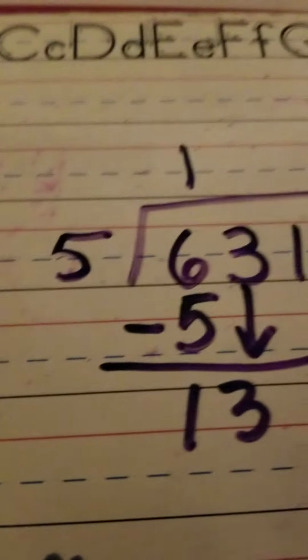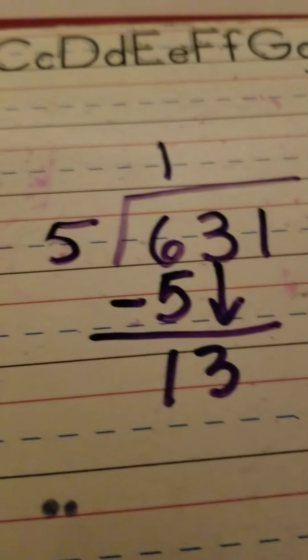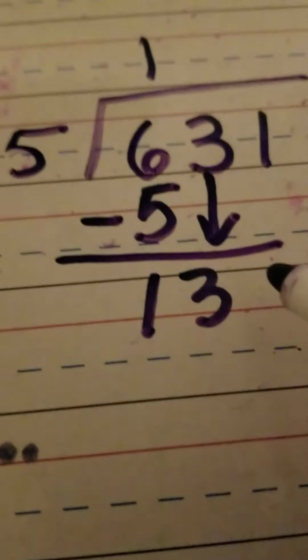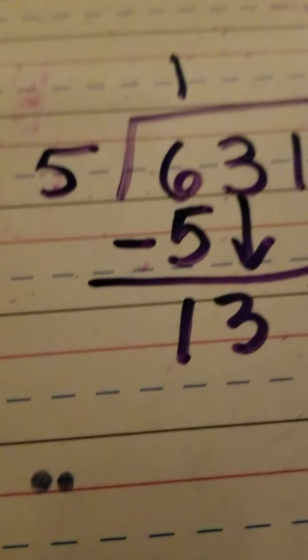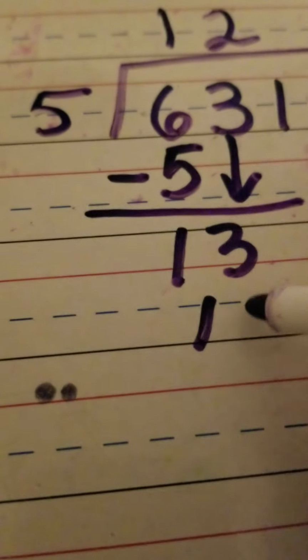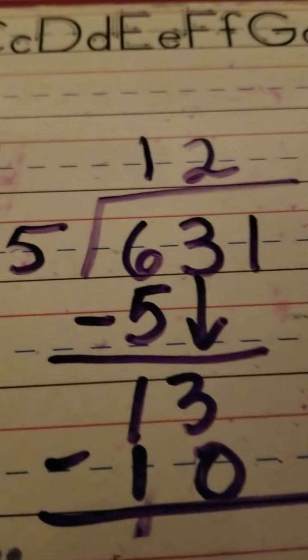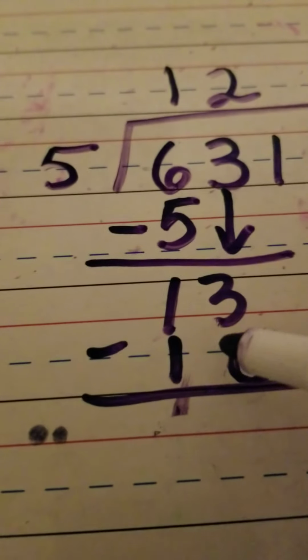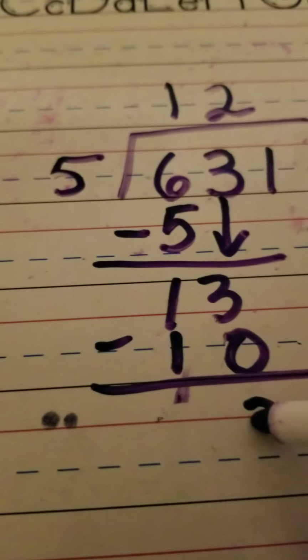Can 5 go into 13? How many times without going over? Well, 5 times 3 is 15, so we know that's too much. So go back 1 more. How about 5 times 2? What is 5 times 2? 5 times 2 is 10. Sorry, this should be right underneath here. If we don't line up our numbers in the right place value, we make simple mistakes. Okay? So 5 times 2 is 10. Now we need to subtract.